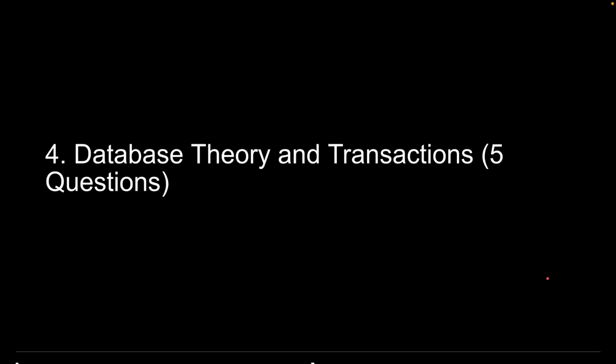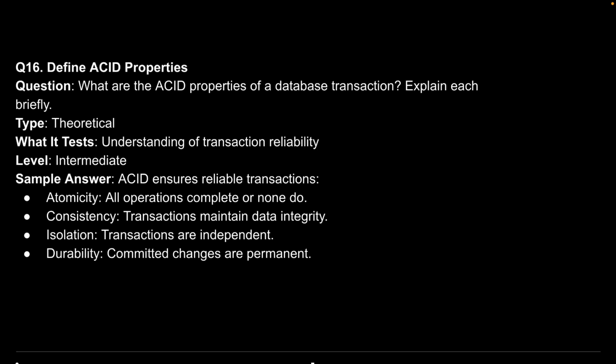3 times. So let's start with our fourth section, which is database theory and transactions. And the first question, or you can say the 16th question, is define ACID property. This is one of the very important properties, and everyone who is a data engineer or working with databases should have an understanding of ACID property. So let's go one by one. Your interviewer can ask, what are the ACID properties of a database transaction? Explain each briefly. As it's a theoretical question, it's very important.